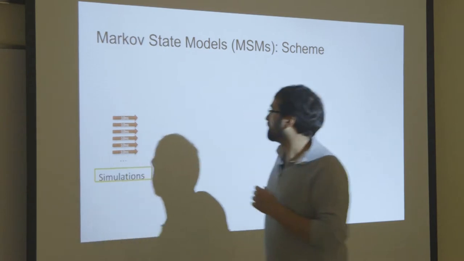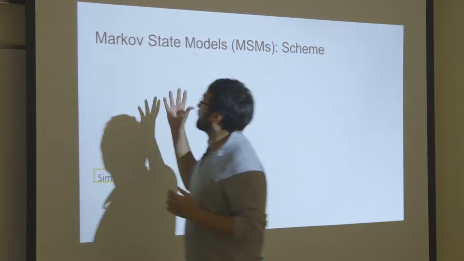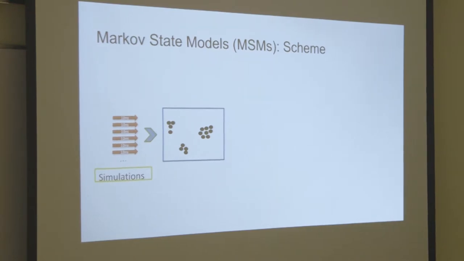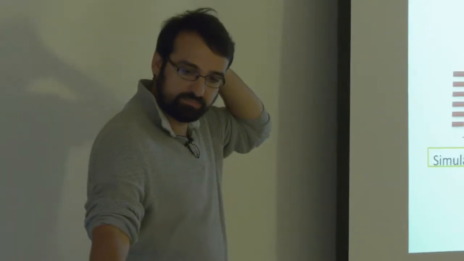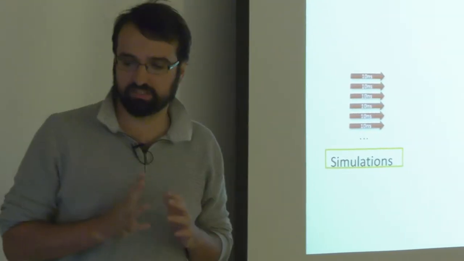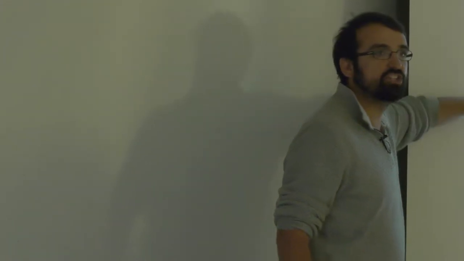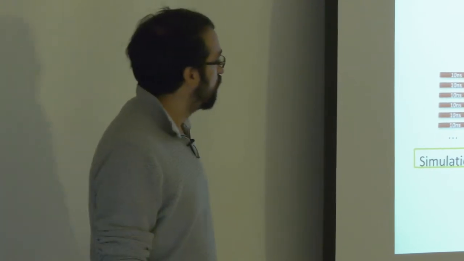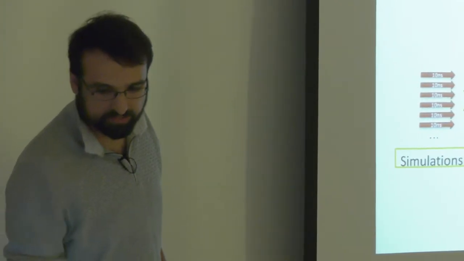And this is only possible because of this thing called Markov state models, which I'm going to explain very briefly. It's basically a methodology. I'm getting into some details in order for us to understand the rest of the session, but not too many. So imagine that we have our simulation: many different trajectories of a given length. So what do Markov state models do?